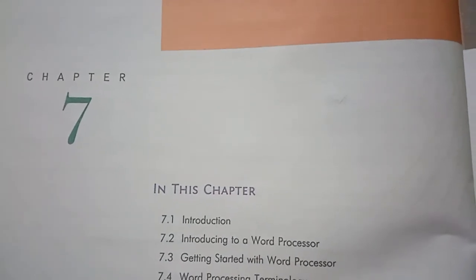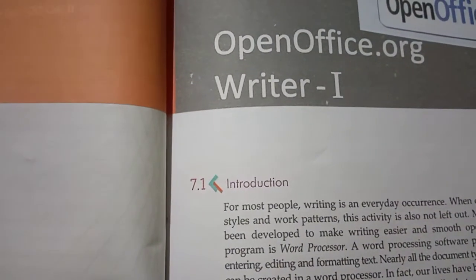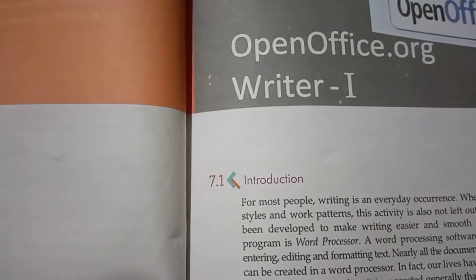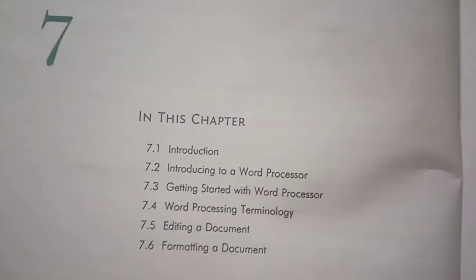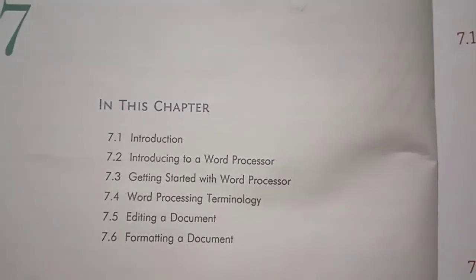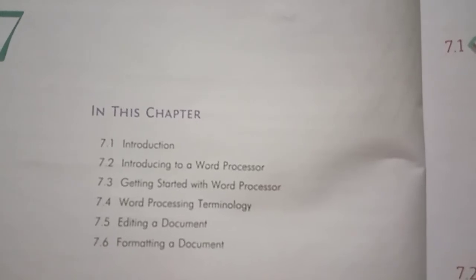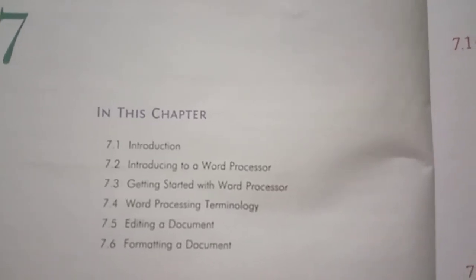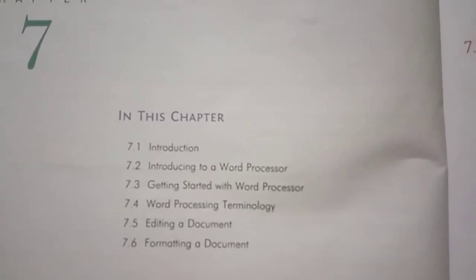Good morning to all. Today we are going to start a new chapter, chapter number 7, OpenOffice.org Writer-1. In this chapter we are going to study the introduction part, introducing a word processor, getting started with the word processor, word processing terminologies, editing a document, and formatting a document. This chapter is important for your term 1 exam.